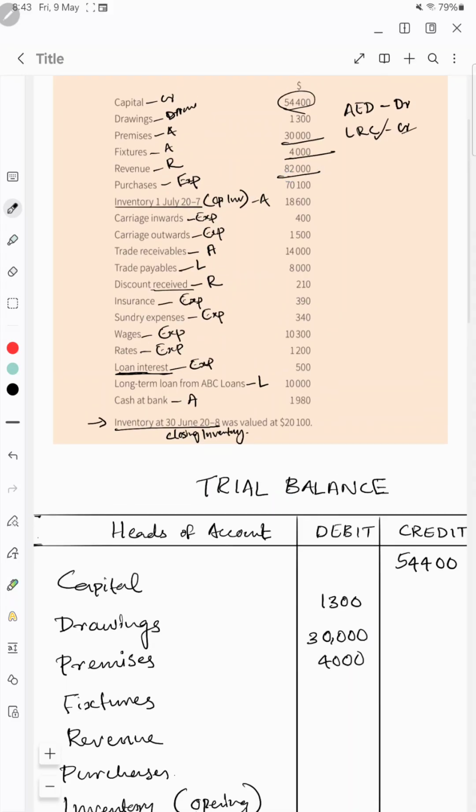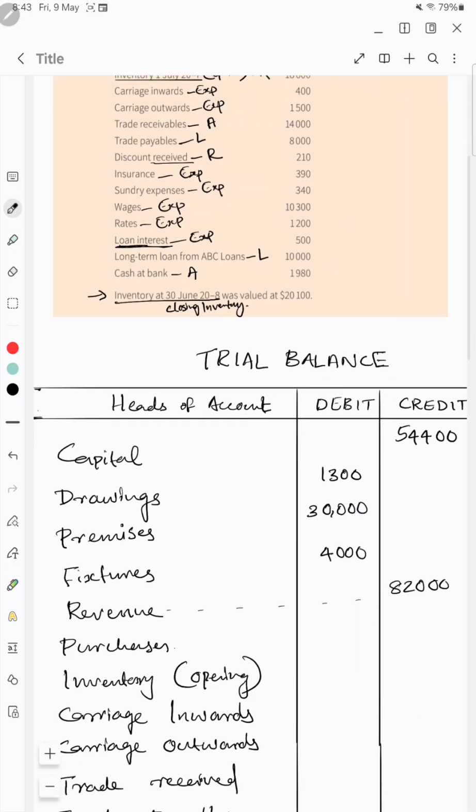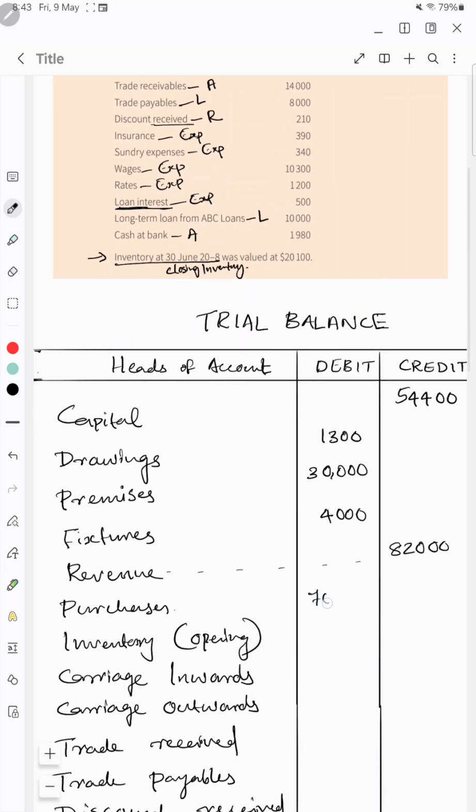Then revenue 82,000, it's a credit balance account. Liabilities, revenues, and capital are credit balance. So fixtures 4,000 you can write here, below. Revenue is 82,000, credit balance account. And purchases 70,100, it's an expense, 70,100.